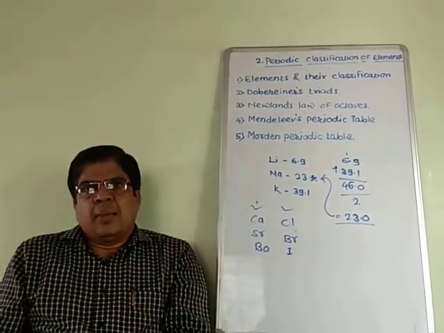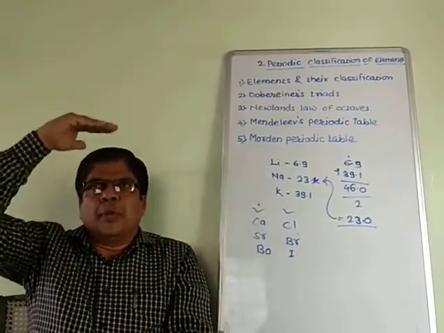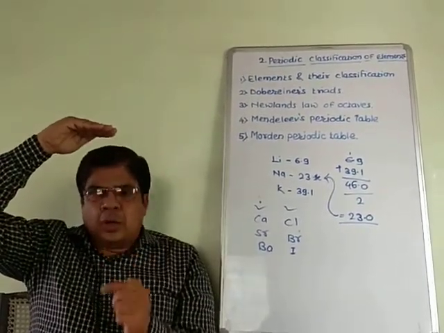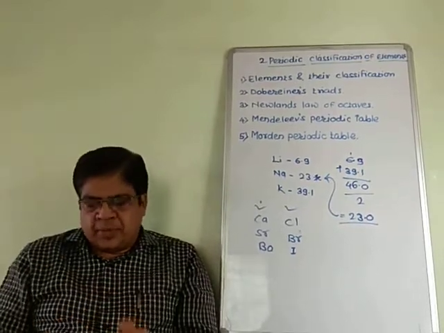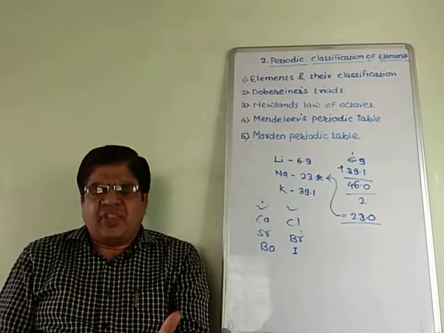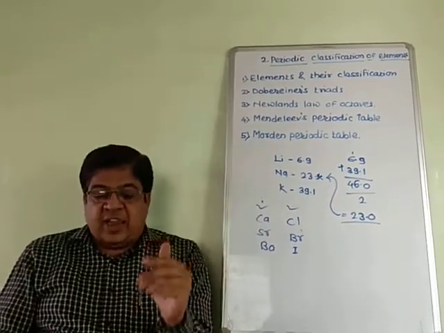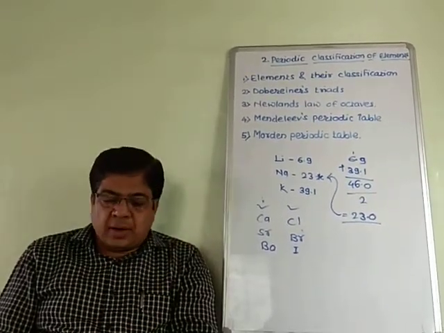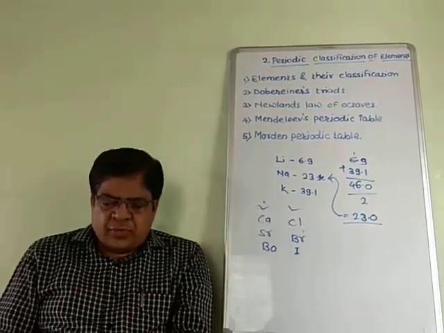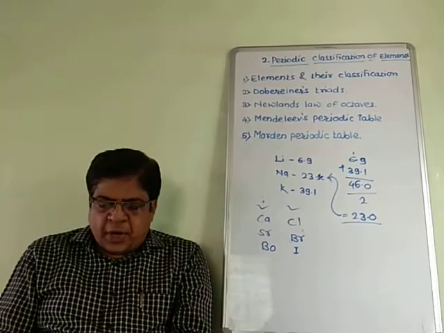We are clear on that. From top to bottom, the first element at the top and the last element at the bottom of that group have similar properties and gradation. Elements are arranged in increasing order of their atomic numbers. Vertical columns are called groups, while horizontal rows are called periods.